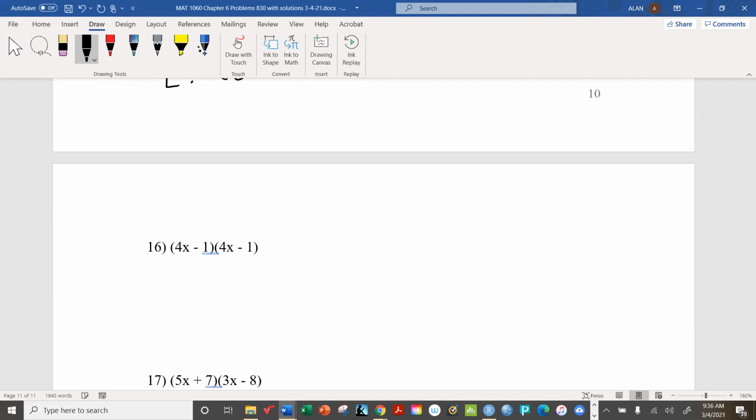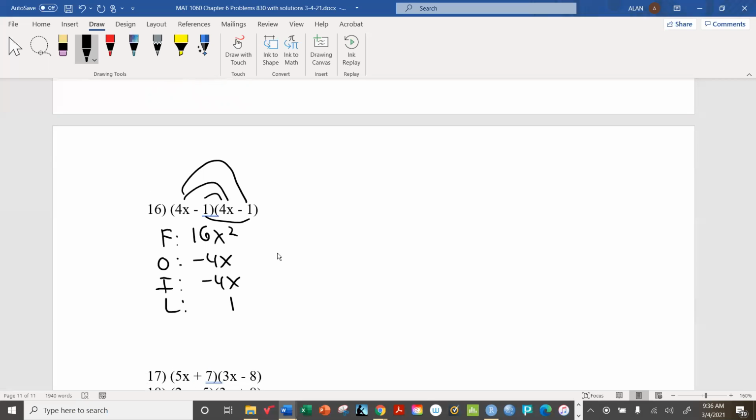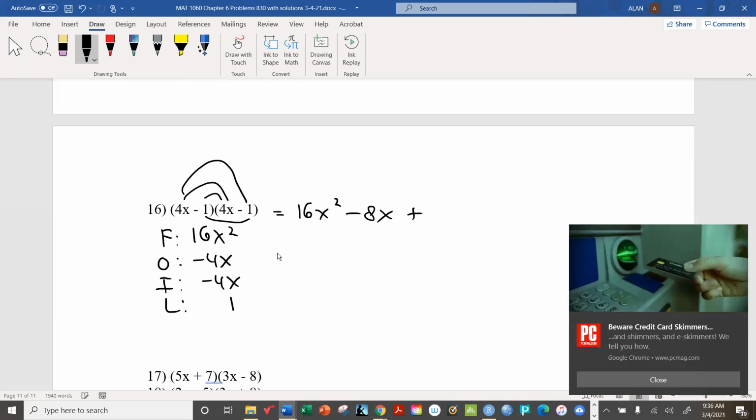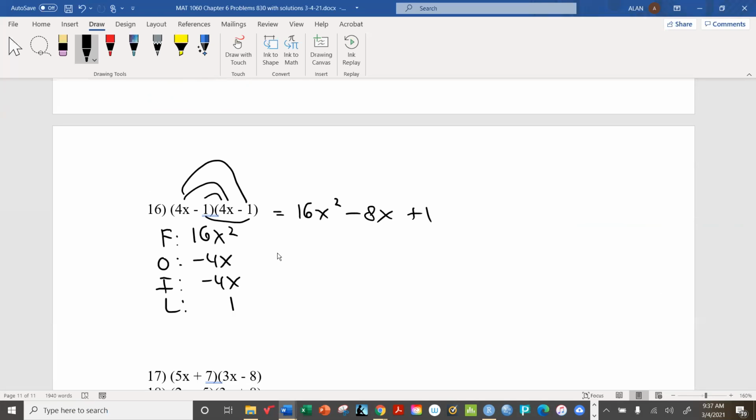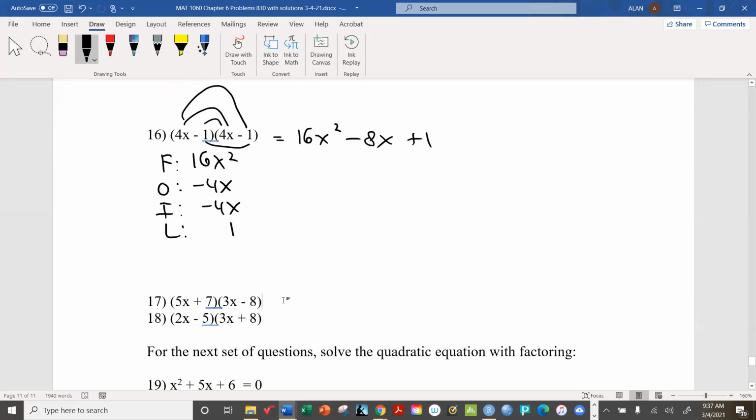All right, here we go. 16x squared minus 4x minus 4x again plus 1. We have to watch out for those negatives. So we'll have 16x squared minus 8x plus 1. Okay? Excellent. All right, what about this one down here?